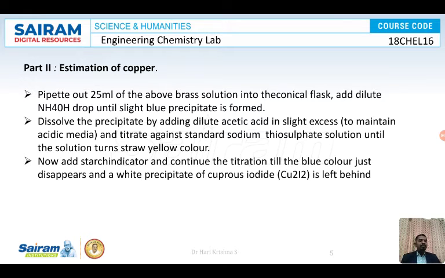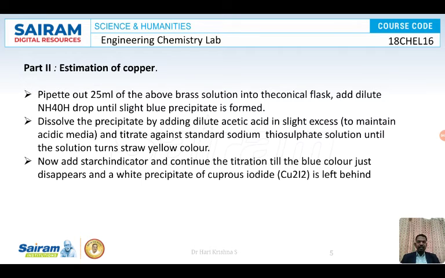That is indicated by a change in color. The copper sulfate will be light blue in color. When you add the ammonium hydroxide, it will give you a dark blue color. When you get this dark blue color, it indicates that the entire acid present is neutralized. Now, as I told you, this is an iodometric method. The medium should be acidic.